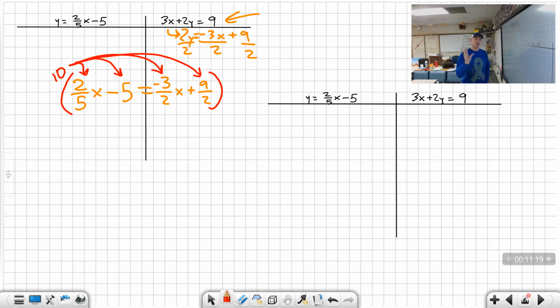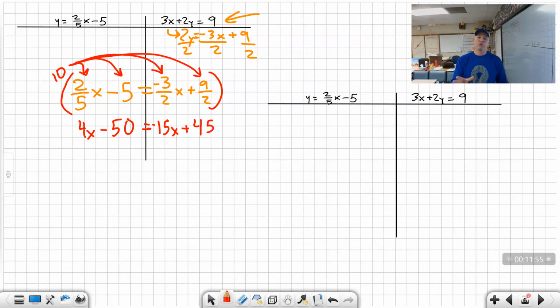Okay, welcome back. That should have been a great opportunity to practice fraction busters. Now, I know fraction busters are hard. I know they are confusing. No, it's not on the Chapter 5 test, but it will be on the Chapter 6 test. So it's good practice right now. 10 times 2 is 20, divided by 5 is 4x. 10 times 5, negative 5 is negative 50. 10 times negative 3, negative 30, divided by 2 is negative 15x. And 10 times 9 is 90, divided by 2 is 45.